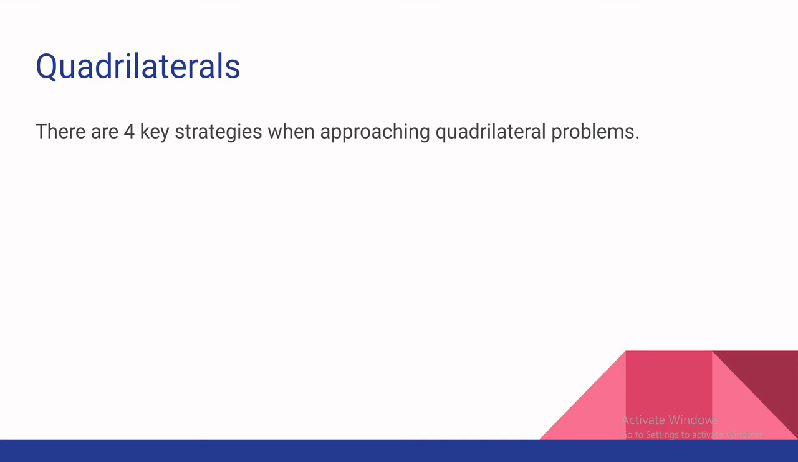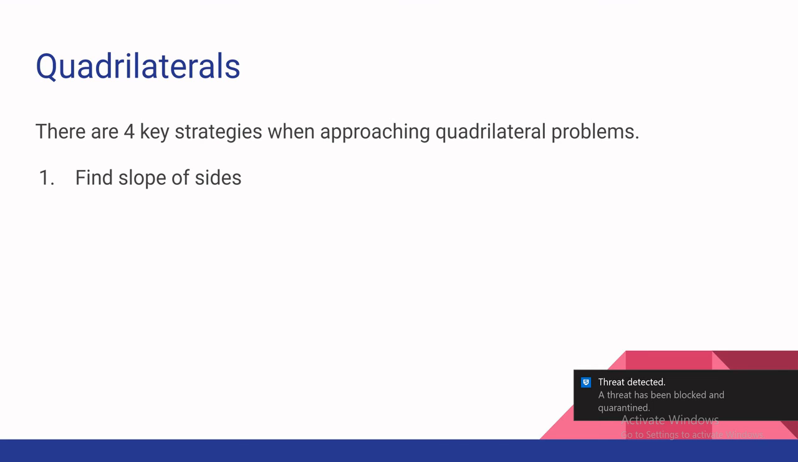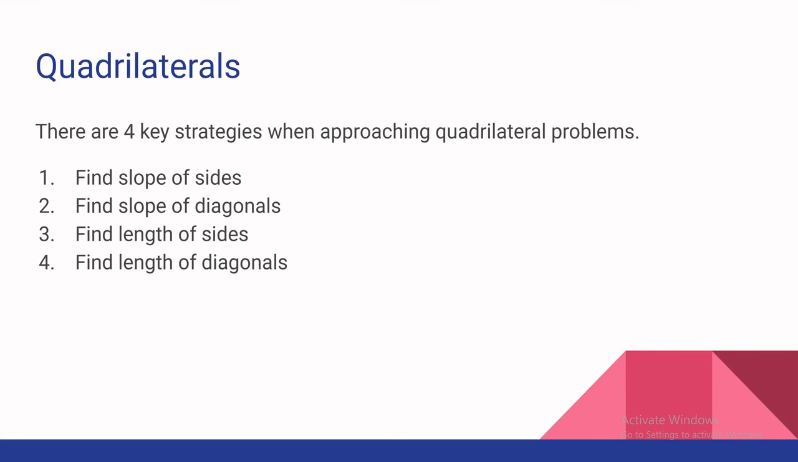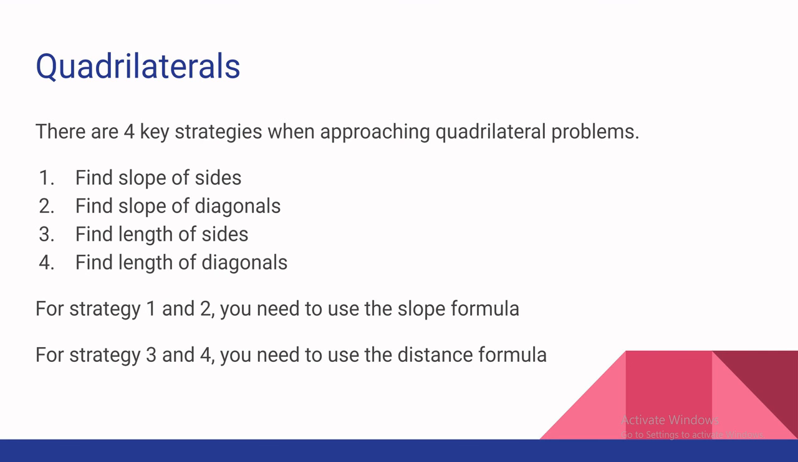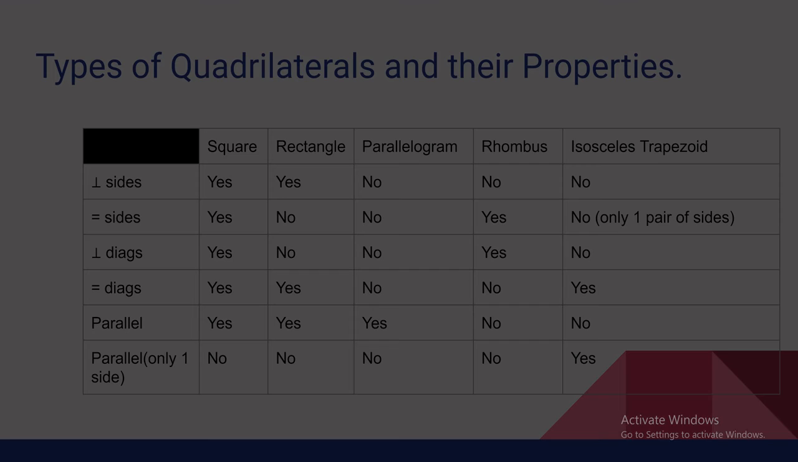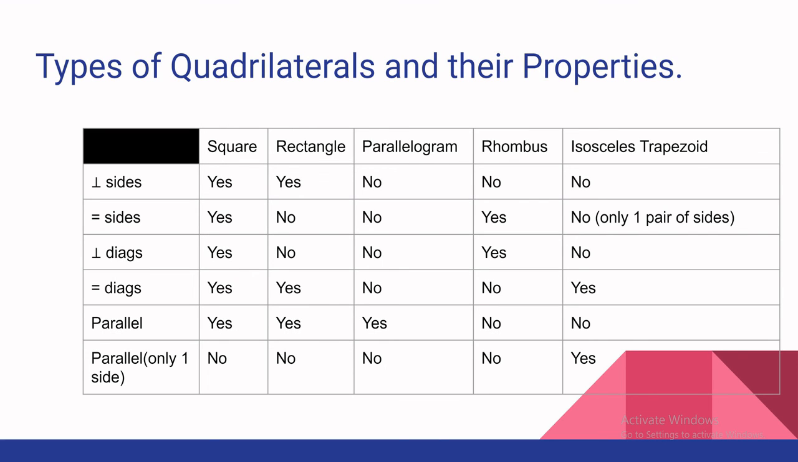So let's look at quadrilaterals. There are 4 key strategies when approaching quadrilateral problems. Find the slope of sides, find the slope of diagonals, find the length of sides, find the length of diagonals. For strategies 1 and 2, you need to use the slope formula, and for strategies 3 and 4, you need to use the distance formula. So these are quadrilaterals and their properties. You can identify quadrilaterals by using their slopes and their distances and comparing them to their properties.